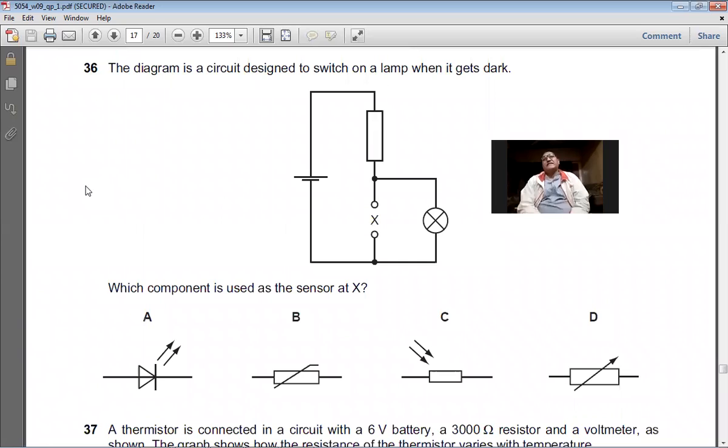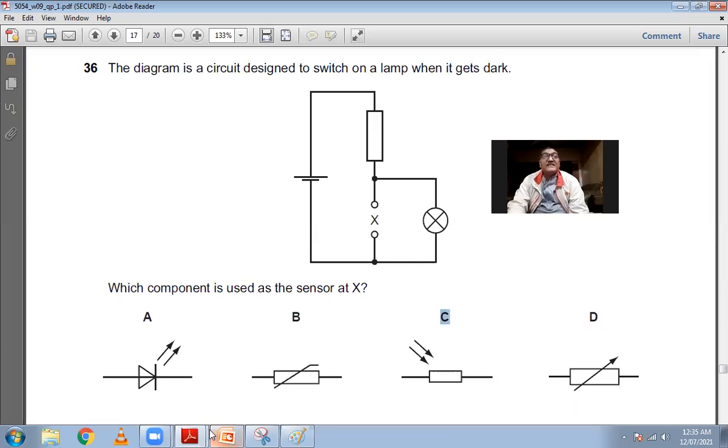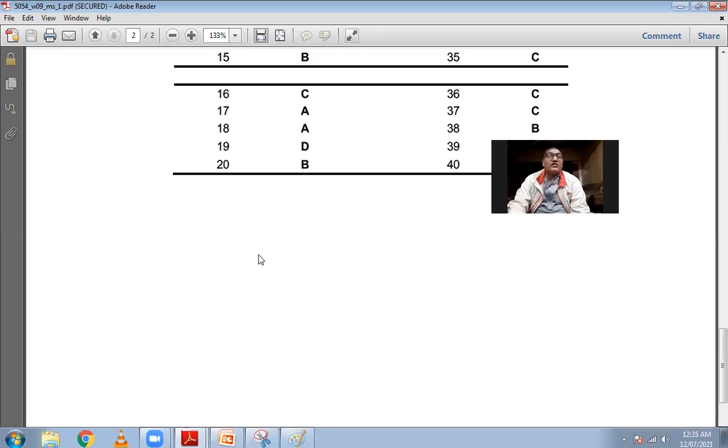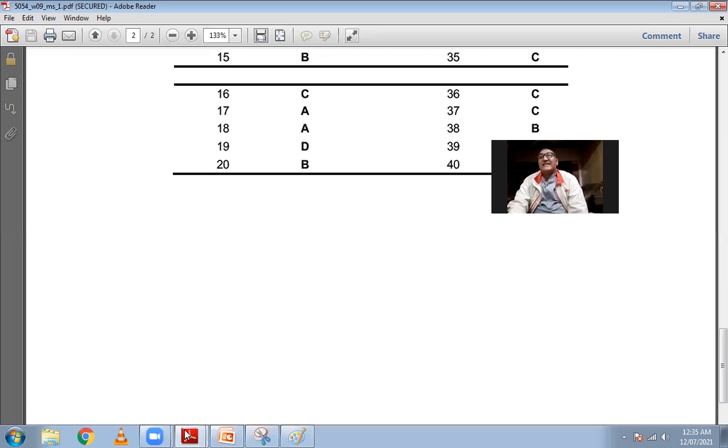The diagram is a circuit designed to switch on a lamp when it gets dark. So which component is used as the sensor at X? Here we should use the light dependent resistor, LDR, because when it is dark, its resistance will increase. So the voltage drop here will increase. So that's why the lamp will start giving out light. And the correct symbol for the LDR is option C. Question number 36, C is the right option, sir.